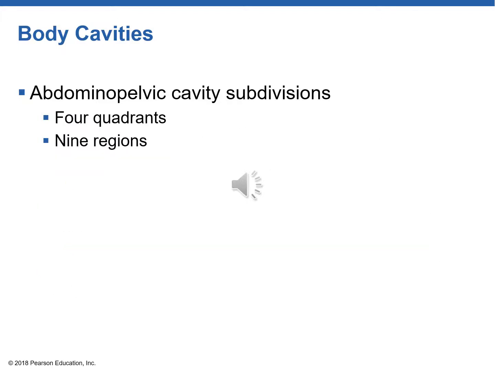If you have a patient that arrives in the emergency department complaining of abdominal pain, what we would like to do is be able to identify where exactly that pain is occurring and then be able to write it in the patient's chart so that the next clinician that comes in to see them understands where the pain is. The following divisions allow us to do that. So we have 4 quadrants or 9 regions that we could use for identifying areas of the abdominal pelvic cavity.